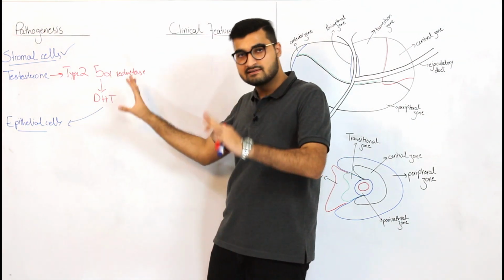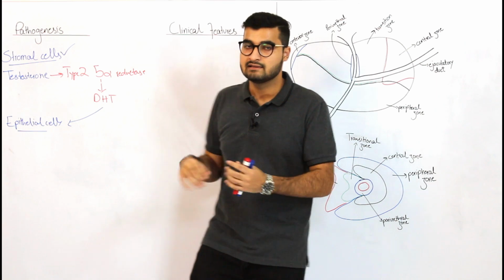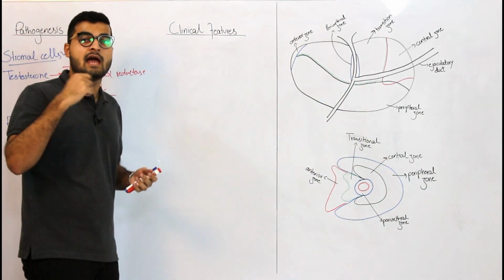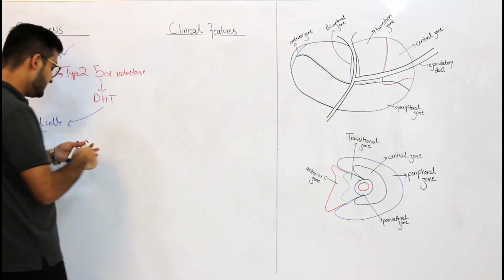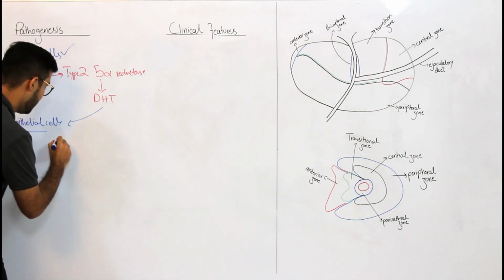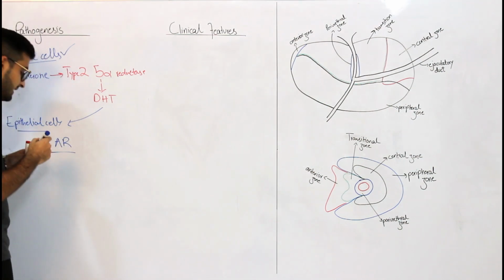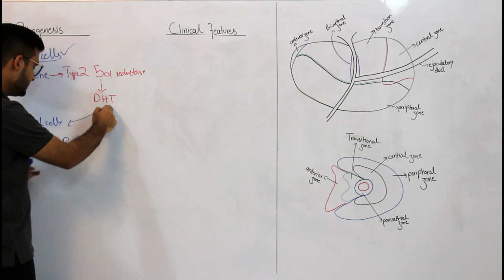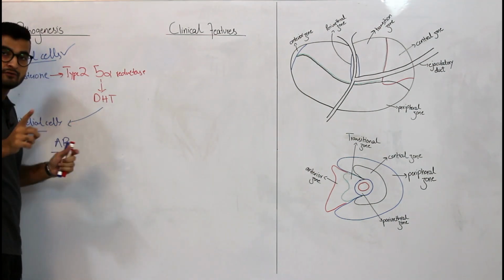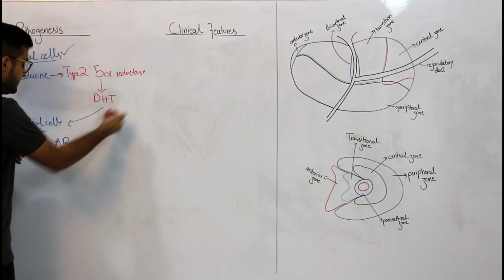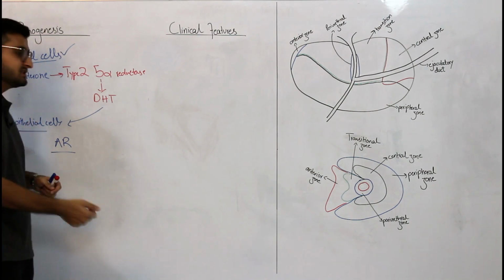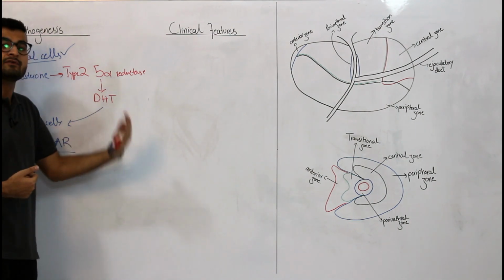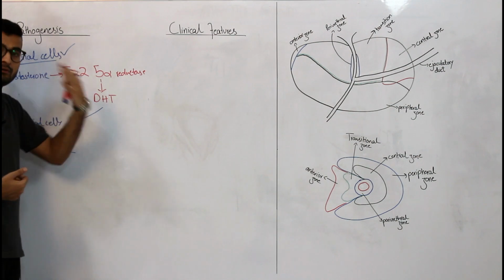Now since both of these cells have DHT present in them, they also have an androgen receptor. So both of these cells are going to have an androgen receptor present inside of them. DHT is going to come and bind to the androgen receptor. Why is DHT binding and not testosterone? Like I mentioned, DHT has a higher affinity, which is why it's more potent compared to testosterone.